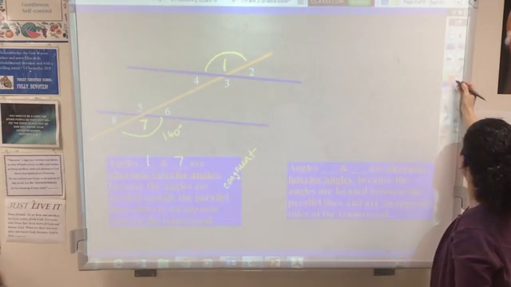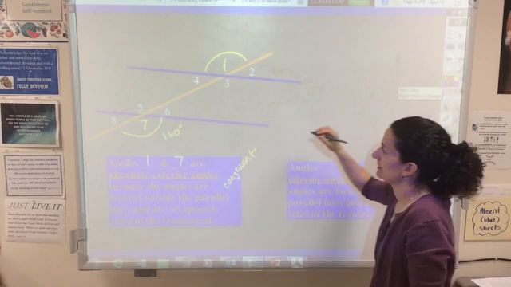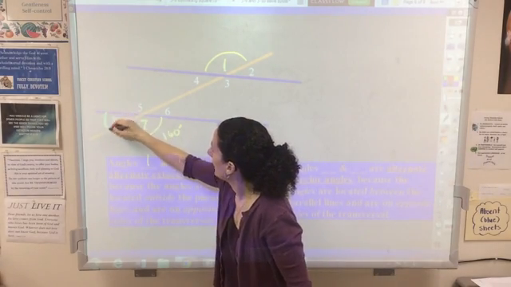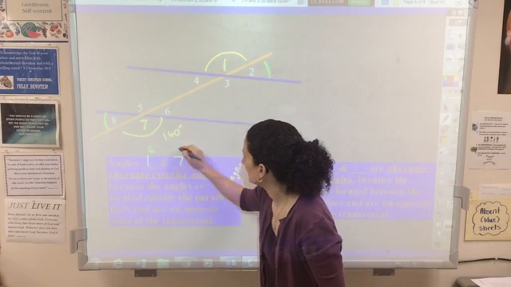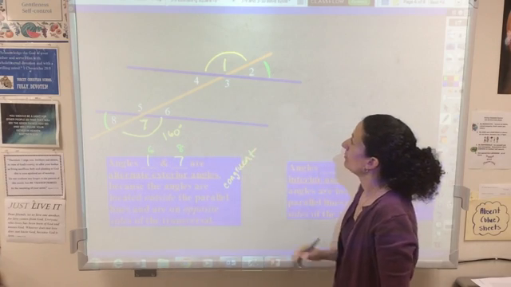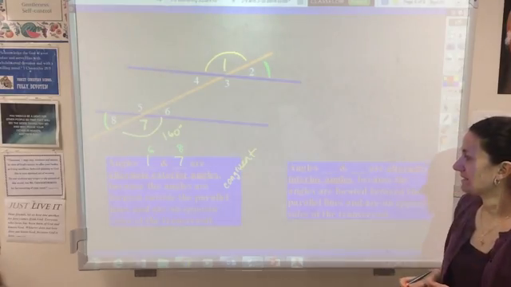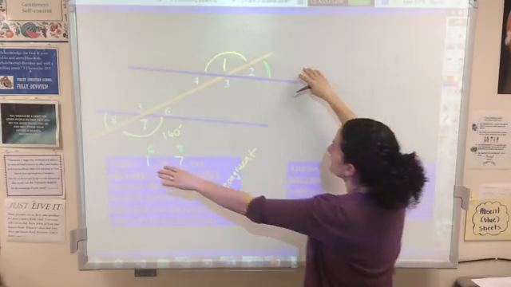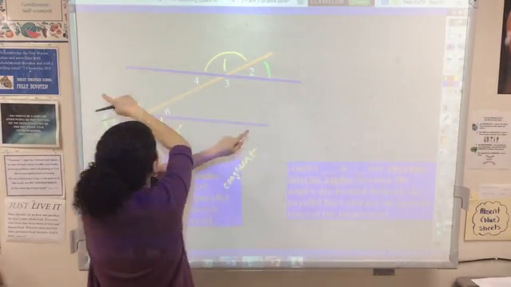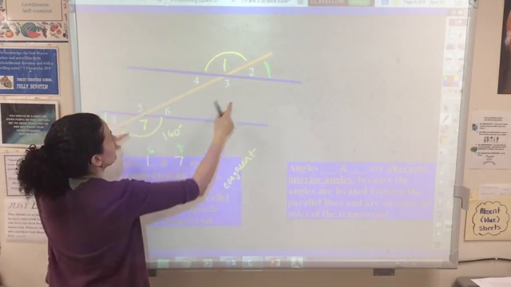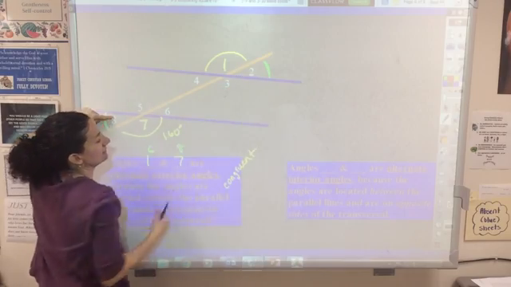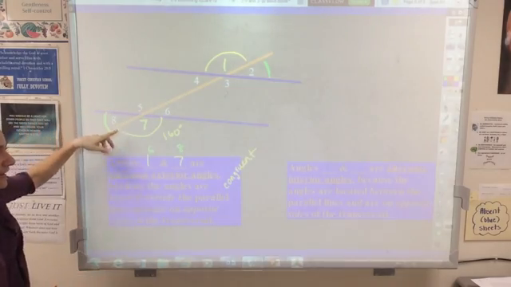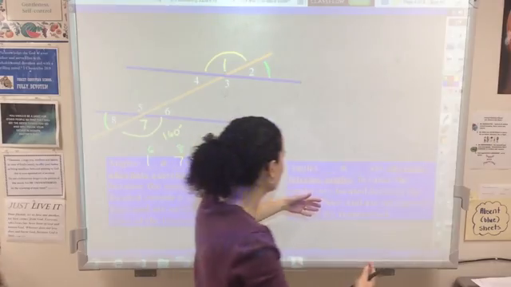Okay, there's another pair of alternate exterior angles. Angle 8 and angle 6. So angle 6 and angle 8 are also a pair of alternate exterior angles. They're outside of the parallel lines and they're on opposite sides of this transversal. You see it? All right, and then we have the opposite.